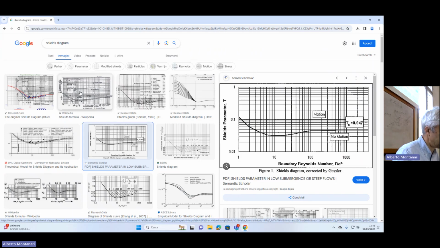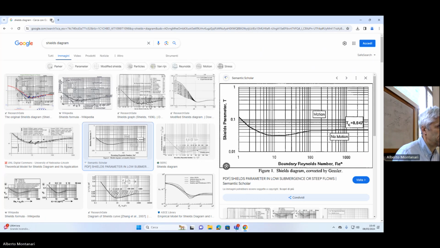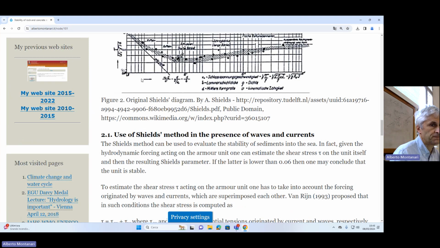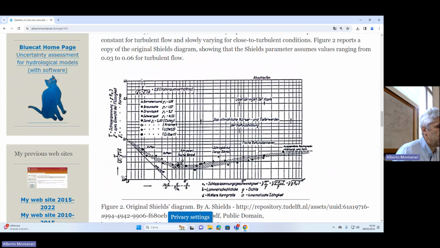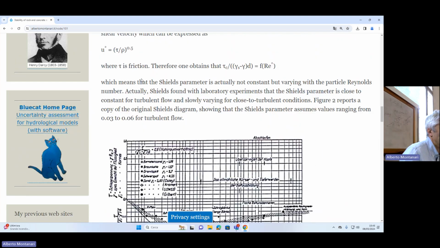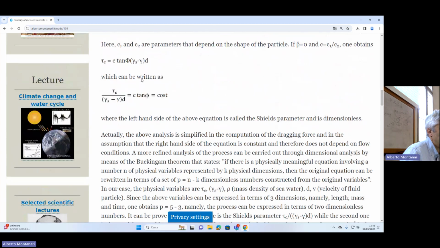Now, let's go back to our problem, because in principle, the problem is solved. Let's look at this relationship. Now we know that here we can use 0.047 instead of the constant. So we have defined the constant. We also learned that if turbulence is fully developed, it's indeed a constant. So now we can use this formula for verifying the stability of our units.